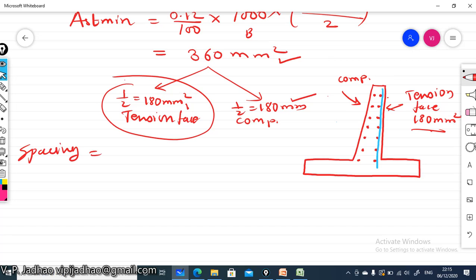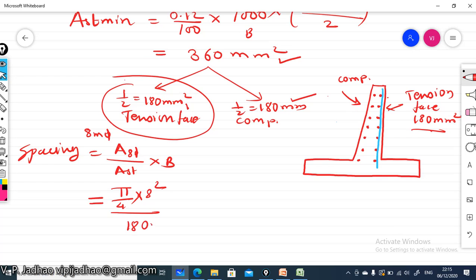So for the spacing of this 180 mm², we know that, let us provide 8 mm bars. For 8 mm bars, the formula is area of 8 mm bar divided by Ast which we have to provide, multiplied by B. We have area of 8 mm bar as π/4 × 8², Ast we have to provide is 180 mm², multiplied with B. We will be considering B as 1000 mm. So we get a spacing of 279 mm center to center. Let us consider it equivalent to 270 mm center to center. So we will be providing steel reinforcement at 270 mm center to center.